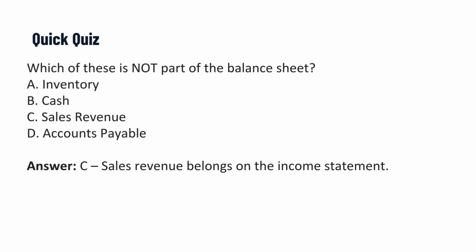Quick check-in before we close. Which of these does not appear on the balance sheet? A. Inventory. B. Cash. C. Sales revenue. D. Accounts payable. Answer C. Sales revenue is part of the income statement, not the balance sheet.